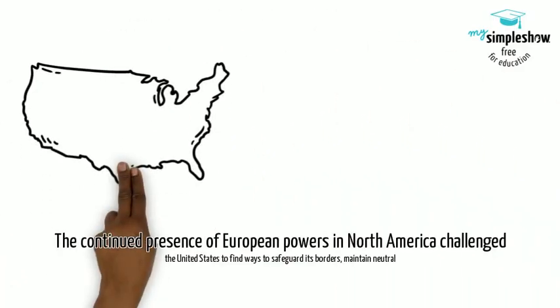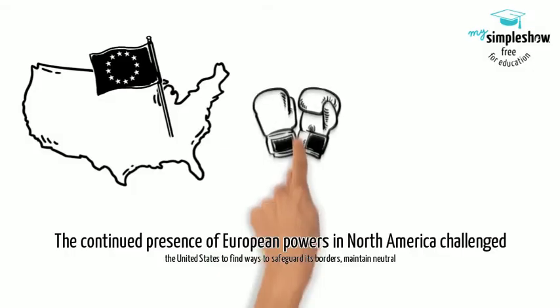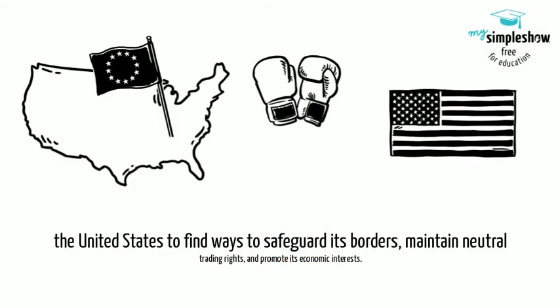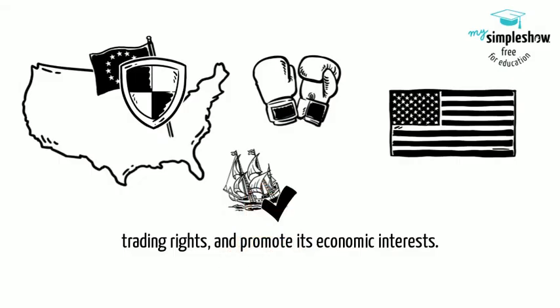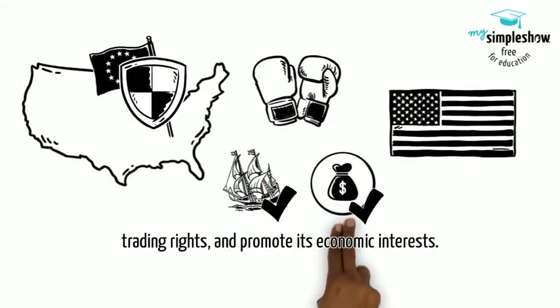The continued presence of European powers in North America challenged the United States to find ways to safeguard its borders, maintain neutral trading rights, and promote its economic interests.